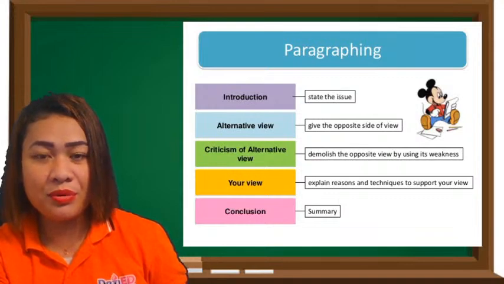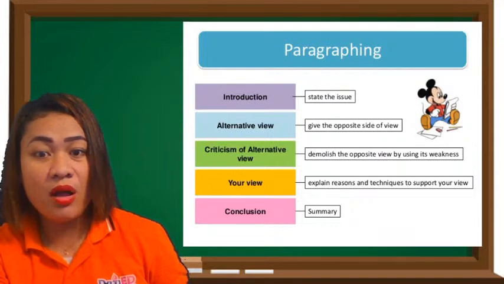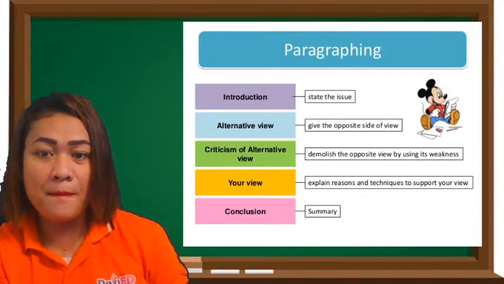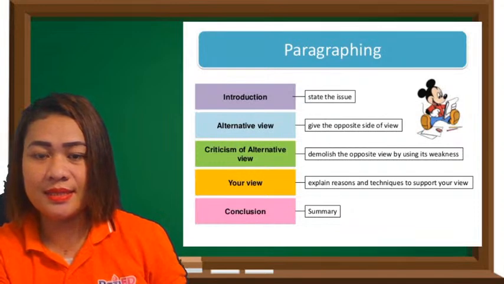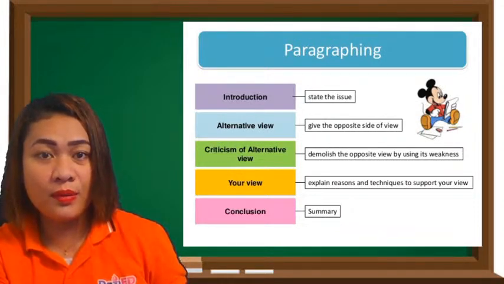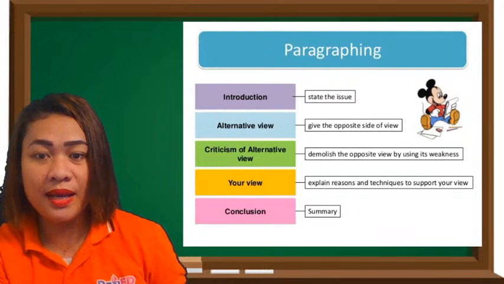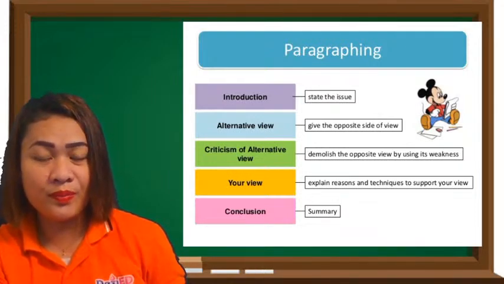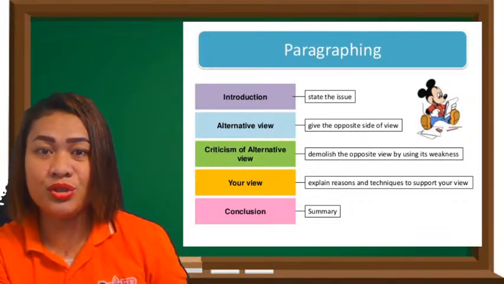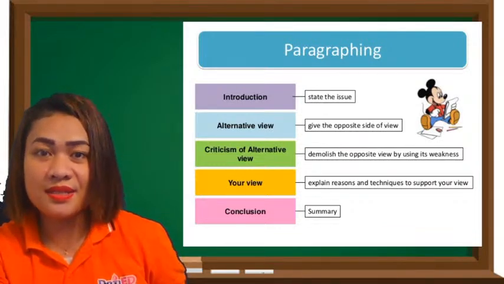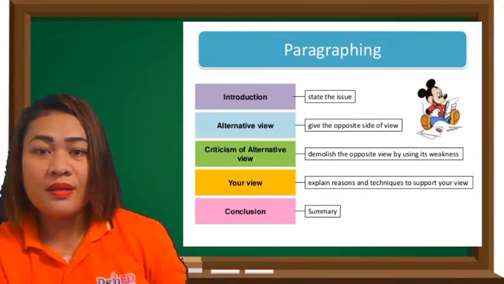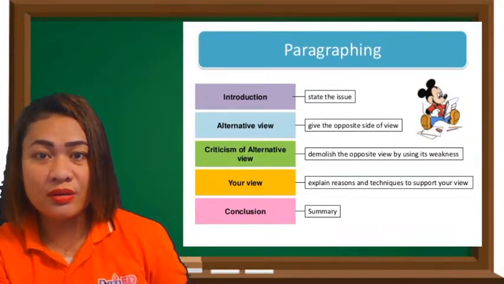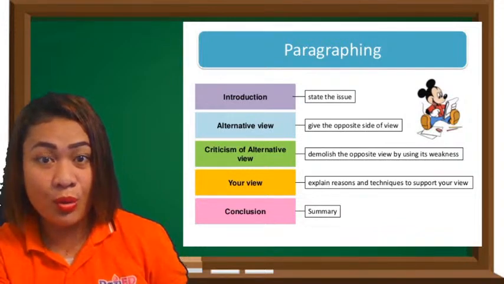And the third one, we have the criticism of the alternative view. It demolishes the opposite view by using its weakness. And the fourth one, we have your view. It explains reasons and techniques to support your view. And the last one, we have the conclusion. It is the summary. So this is the structure you're going to use in paragraphing your argumentative essay.